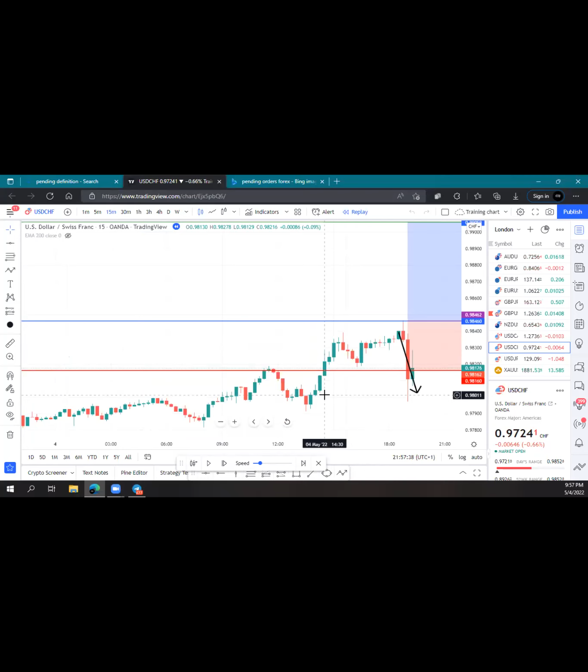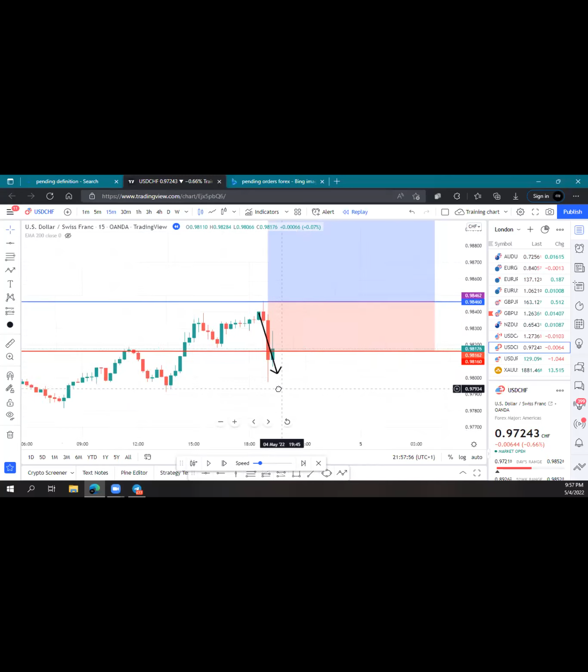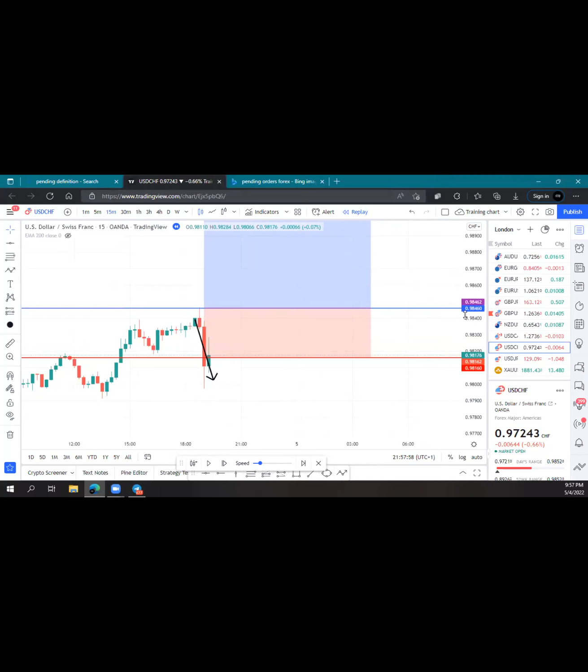Right. So let me actually prove to you guys that this trade did not activate. All right, so what was the entry again? The entry was what? 0.898460, right?